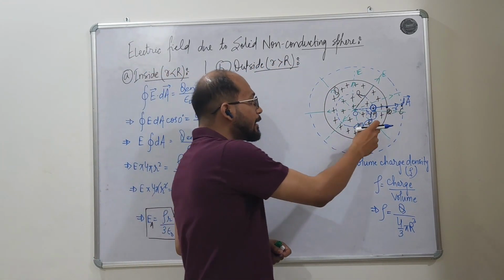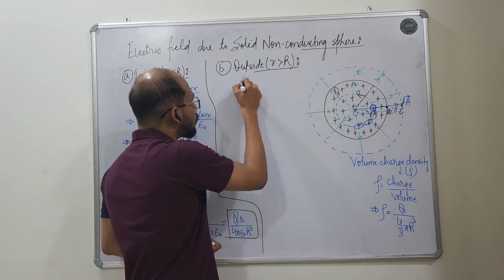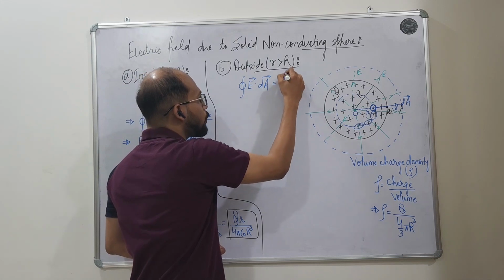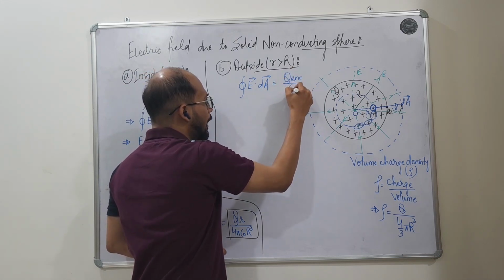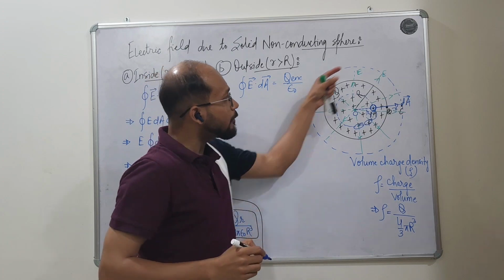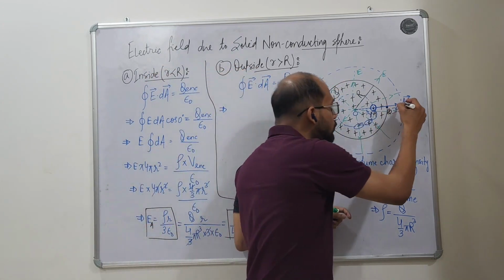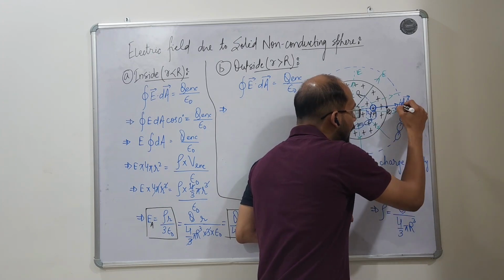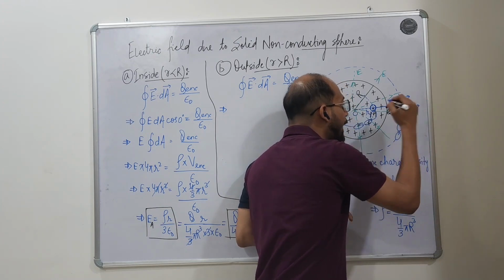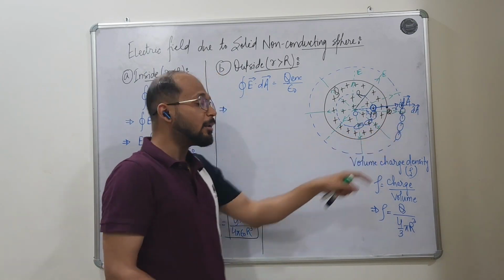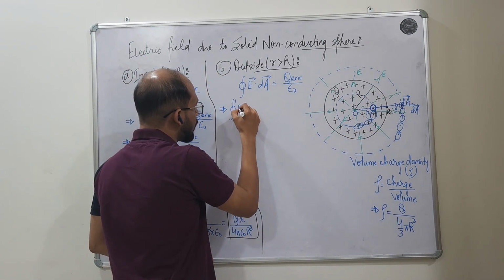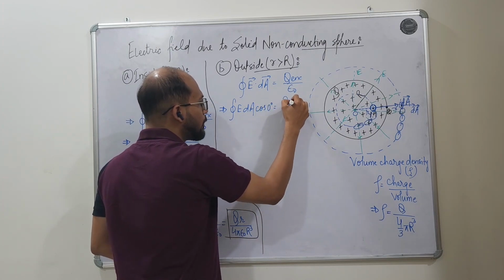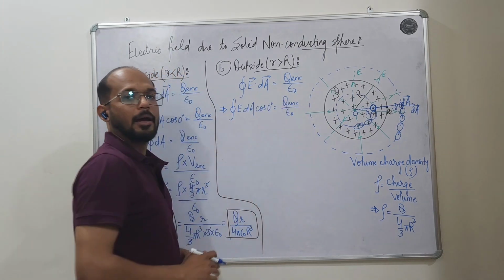Now, again, the formula we will use is closed integral of E dot dA equals Q enclosed divided by epsilon naught. Now, again, the electric field will be radially outward, and if we choose an elemental area like this, the dA vector will be outward. That means the angle between the electric field and the dA vector will again be 0. So we can write it as E dA cos of 0, and cos of 0 we know is equal to 1. That will be Q enclosed by epsilon naught.